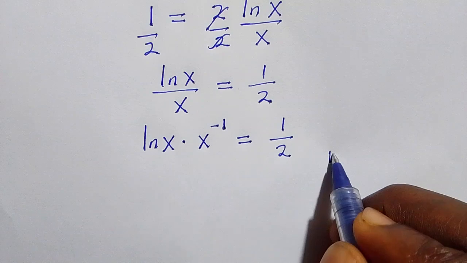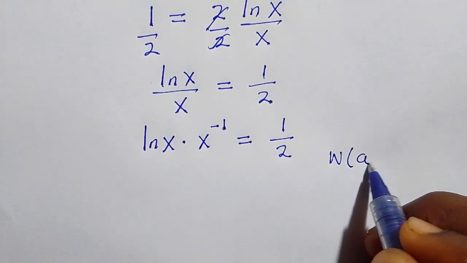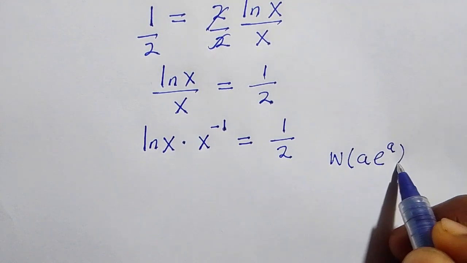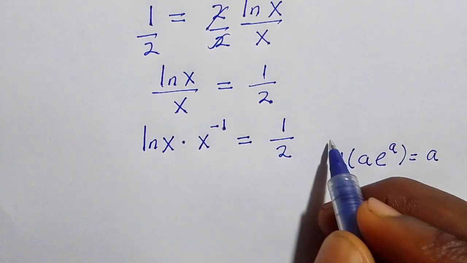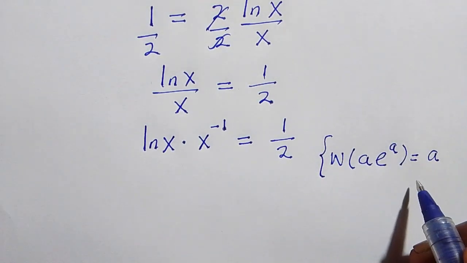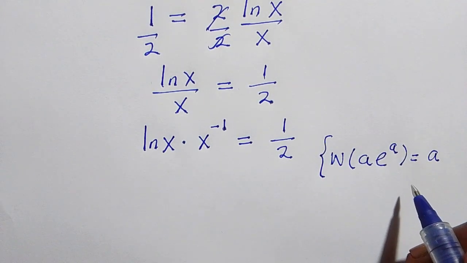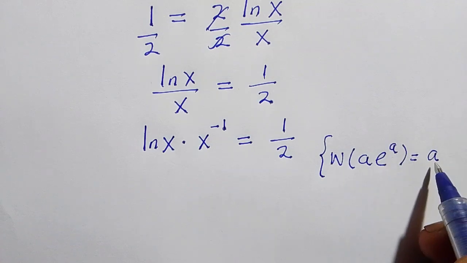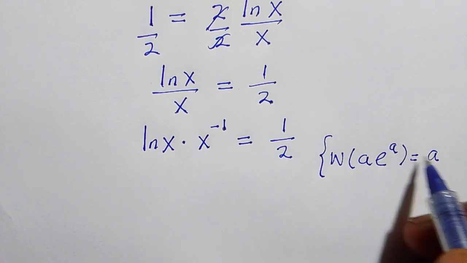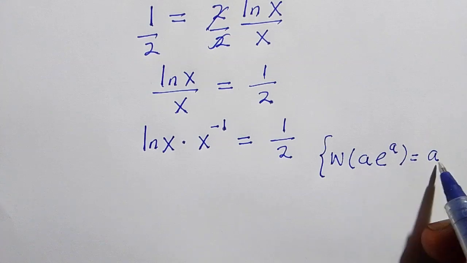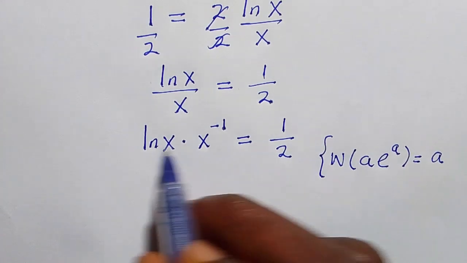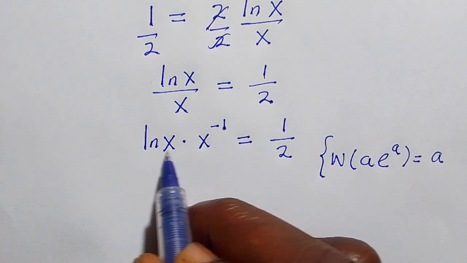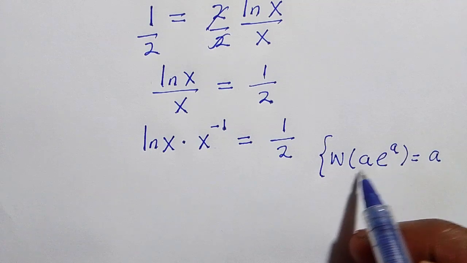Suppose we have something like omega of a times the exponential of a. We consider this as a. Here is the principle of the Lambert W function: the coefficient and the power of the exponent must be the same before we can choose the answer to be the power or the coefficient, which is a. I want to make sure that the left-hand side looks similar to what we have here before we can conclude.